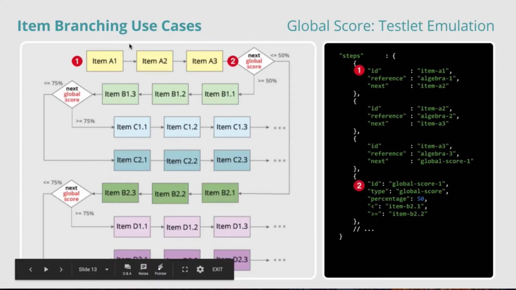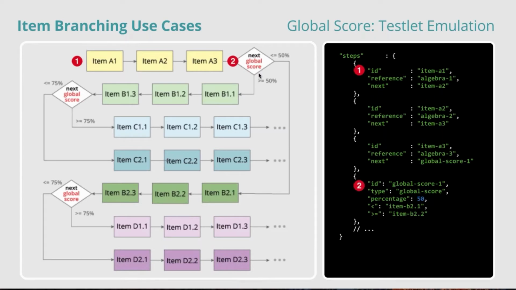So if we start off at the beginning of the assessment and go through the first three items, A1, A2, A3, we then come to a decision-making process. So having taken three items, is the cumulative score at that point greater than or equal to 50%? If so, continue to items B1, B2, B11 and B12 and B13. If it's less than or equal to 50%, jump all the way down here to B2, 1, 2, and 3.